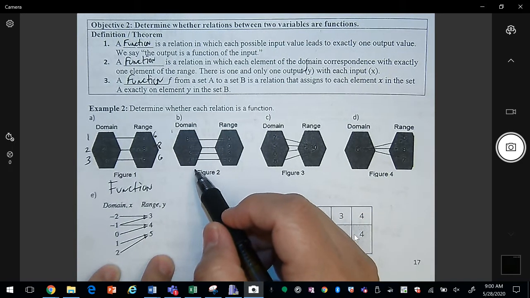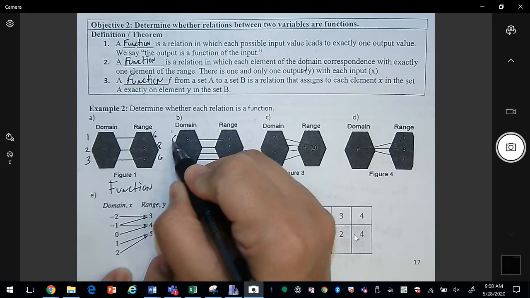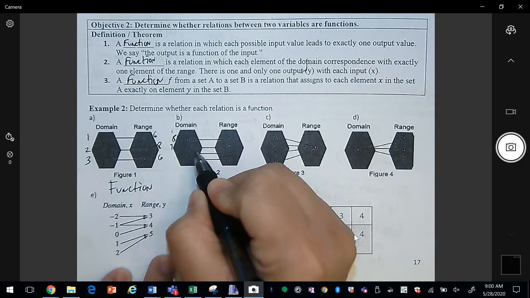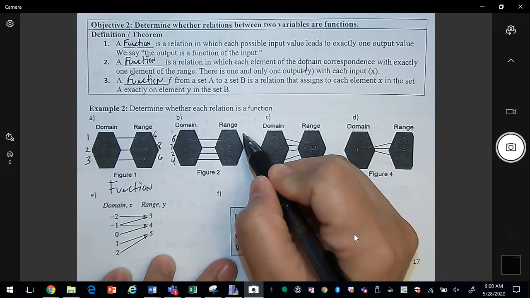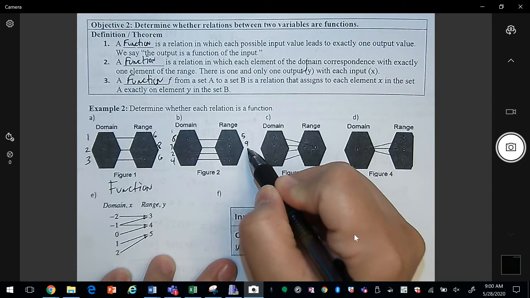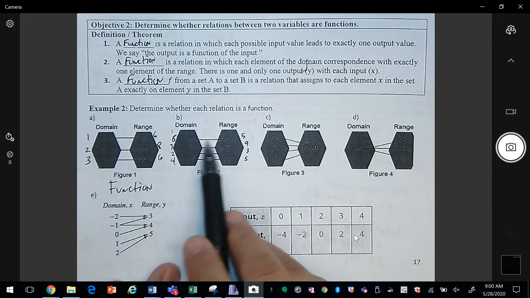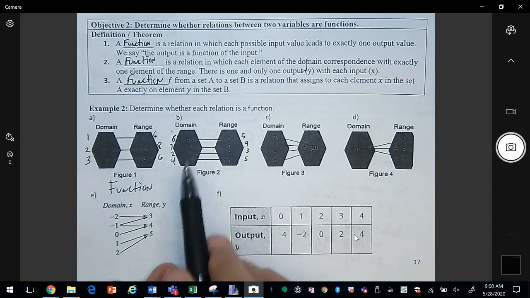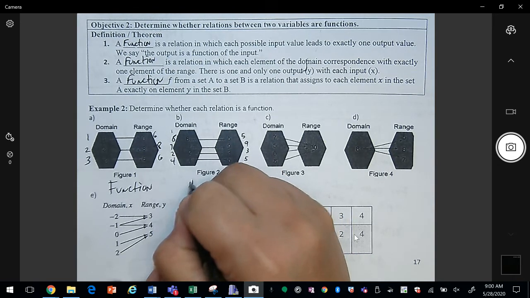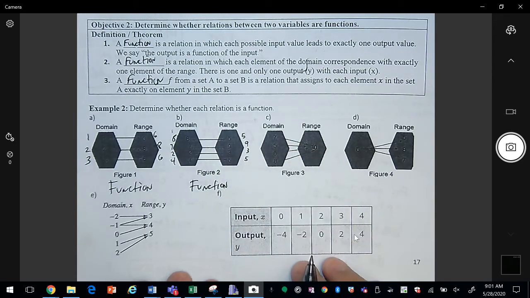On the next one, the numbers are 8, 7, 2, and 4. Over here we have 5, 9, 3, and 5. So 8 goes exactly to 5, 7 goes exactly to 9, 2 goes exactly to 3, and 4 goes exactly to 5. They're each going to just one item in the range. So that's still a function.